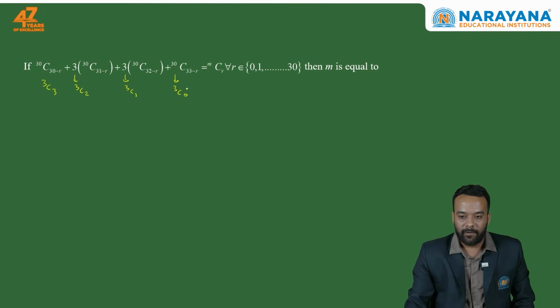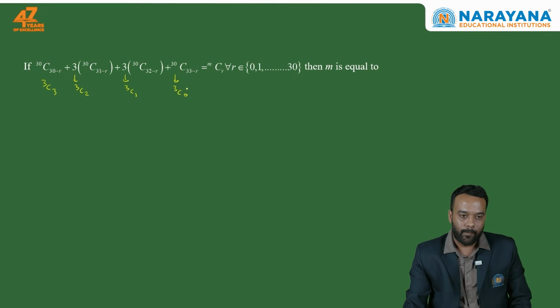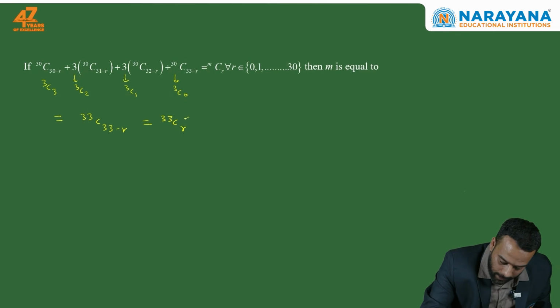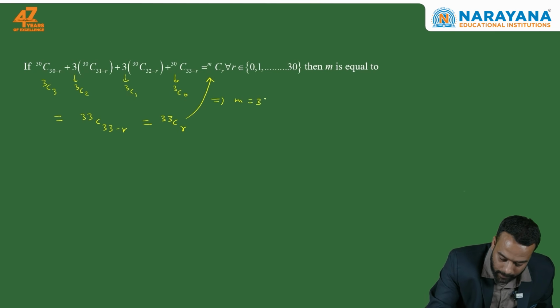So now you can see that we have a direct application of Vandermonde's identity. Our required expression is simply going to become 33C(33-r), which is nothing but 33Cr. On direct comparison with mCr, we get the value of m as 33.